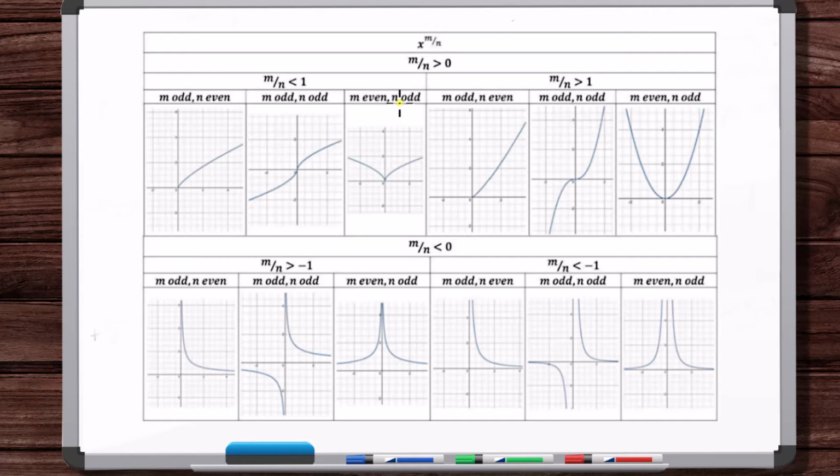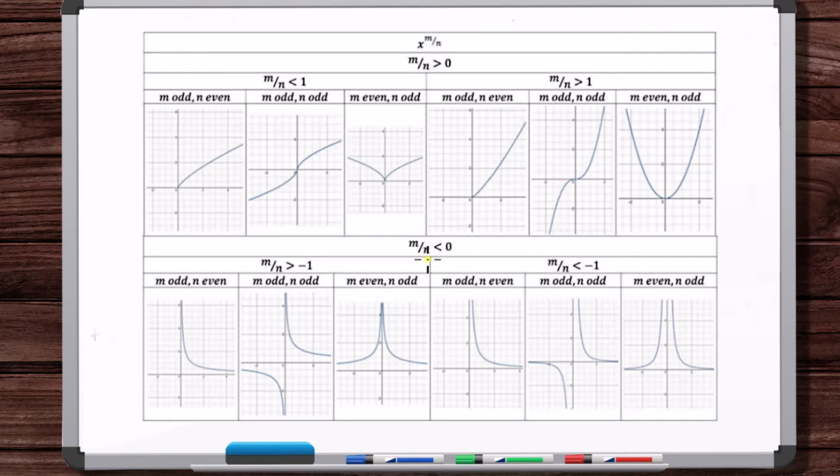But you wouldn't have m is even, n is even, because that would simplify to something with an odd and an even. So you get these different looking graphs. This is like x to the 3/4. This is like x to the 3/5. This is like x to the 2/5. This is like x to the 7/4. This is like x to the 7/5. This is like x to the 8/5.